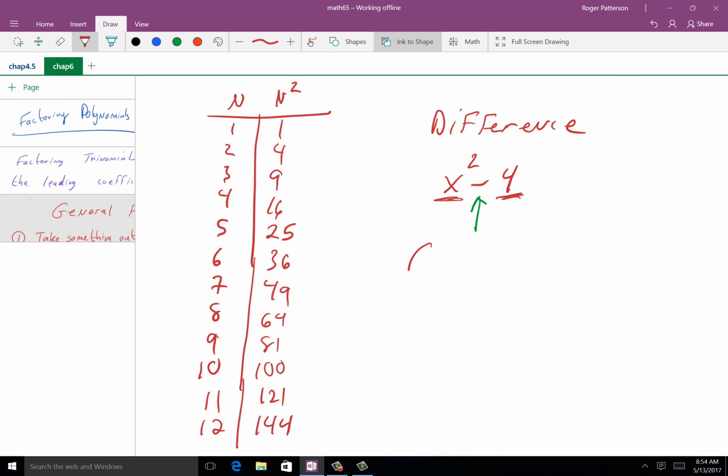Here's how they factor. This is going to be x. This is going to be x. 4, 2 is my square root, or my number that multiplies to that. This is going to be a minus, and this is going to be a plus, and that's how those factor. So you're always going to have a couple of things. One, these two things have to be squares. Two, this has to be a minus. When you recognize that, it's always going to break out to x and x, 2 and 2, minus and plus.